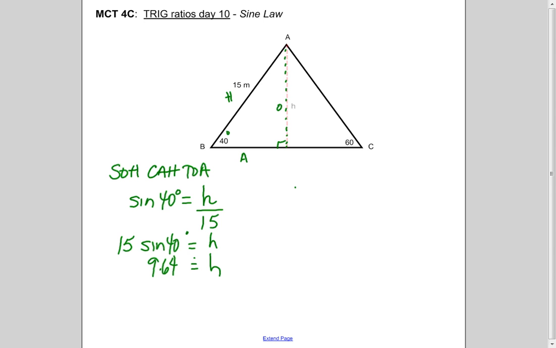I could use that height with the right-angle triangle. I guess the order doesn't matter how we do this here. We could use that height with the right-hand triangle to find the long side from A to C. So to find AC, I would use opposite, hypotenuse, adjacent. With the blue triangle to find AC, I'm going to use opposite and hypotenuse. I have my opposite side now. I found that from the other triangle, it is 9.64. So sine of 60 is 9.64 over the side AC.